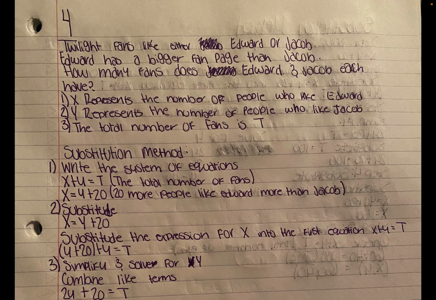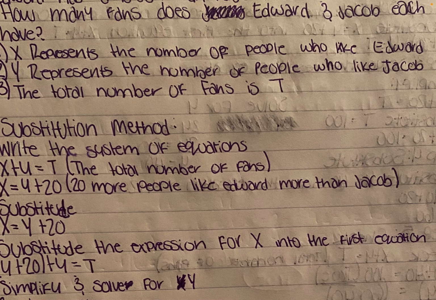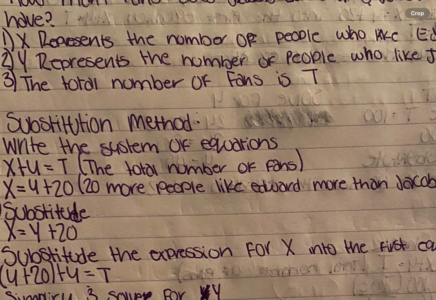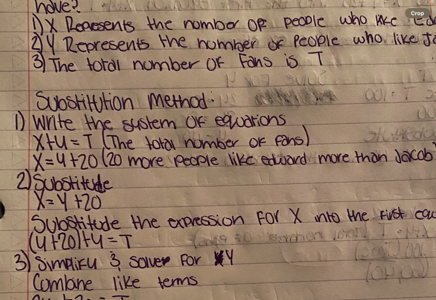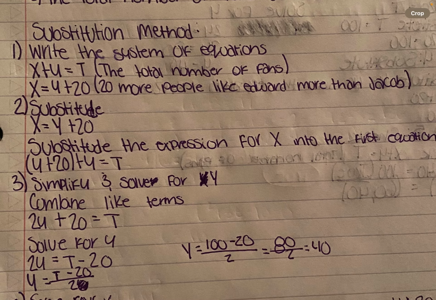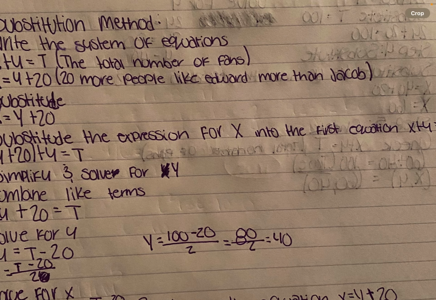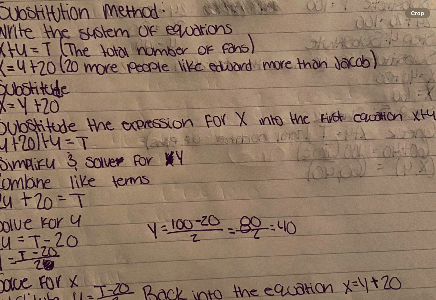For the first one, X is going to represent the number of people who like Edward, Y is going to represent the number of people who like Jacob, and the letter T is going to represent the total number of fans. First we're going to start off with the substitution method, where we write the system of equations, which is X plus Y equals T, the total number of fans, and X equals Y plus 20. So 20 more people like Edward than like Jacob.